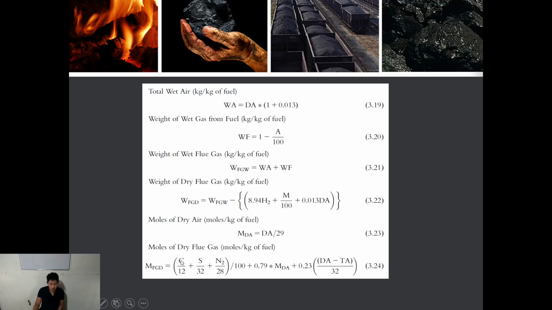So for example, you have this one here, the weight of dry flue gases. So you can get the weight of the flue gases. If you get the weight of the flue gases, you can also get the size of the fan that you will use, since the fan has to produce this amount of flue gases. The fan that sucks this is the induced fan, okay?